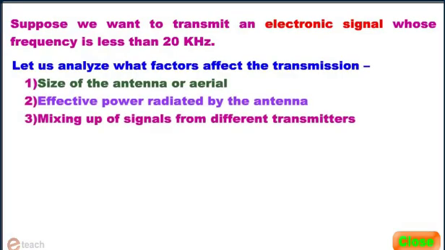Suppose we want to transmit an electronic signal whose frequency is less than 20 kHz. Let us analyze what factors affect the transmission. First, size of the antenna or aerial. Second, effective power radiated by the antenna. Third, mixing up of signals from different transmitters. Let us take them one by one.